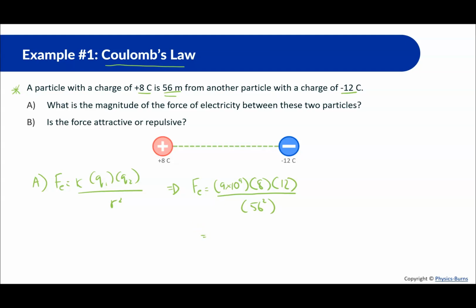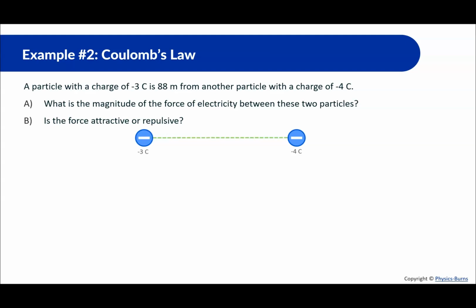Then let's put that into the calculator. Make sure we put it into the calculator correctly. I suggest using a lot of parentheses. So 9 times 10 to the 9 times 8 times 12 divided by parentheses 56 squared. Then we get this big number, about 2.76 times 10 to the 8th newtons. Part B says, is the force attractive or repulsive? Well, we know that they are opposite charges, so they are going to be attracted to one another.